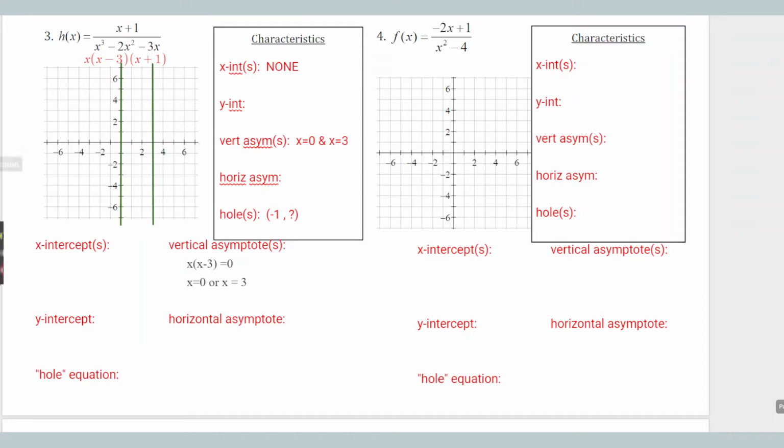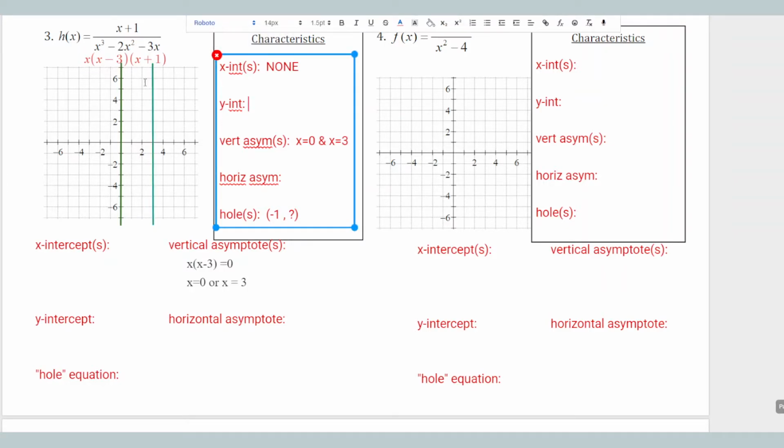Okay, so yeah, no, there can't be a y-intercept. If I plug in 0 here, I'm just going to get 0 over 0, which is undefined. So yeah, there's no y-intercept either. So the next thing we need to find is the horizontal asymptote. Now the degree on the denominator is larger than the degree on the numerator. So my horizontal asymptote has to be y equals 0.